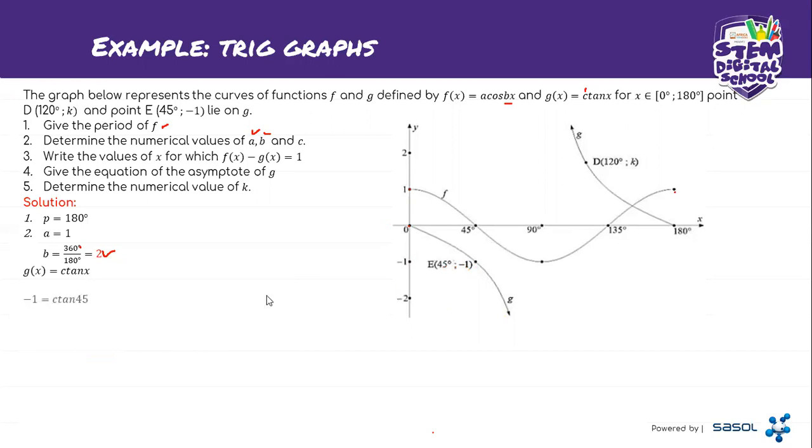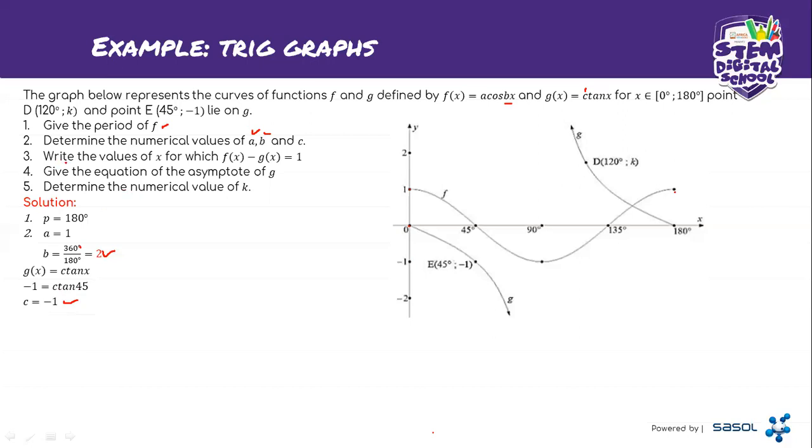Now let us substitute that point. You can see the value of y is negative 1, and the value of x is 45 degrees. If you just press your calculator and say tan 45, it's going to give us 1. So C times 1 is C. Then the value of C, of course, is going to be negative 1. So that is the value of C.